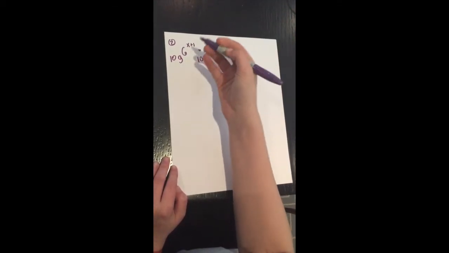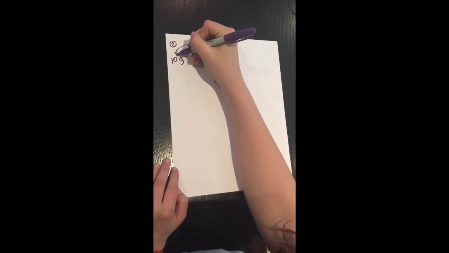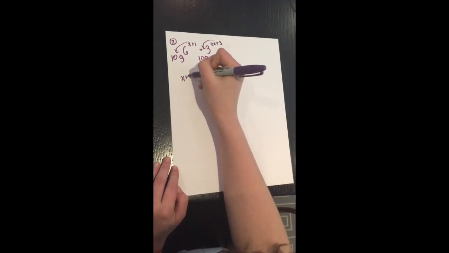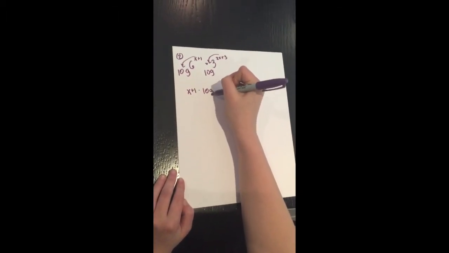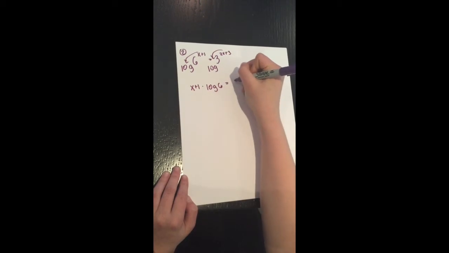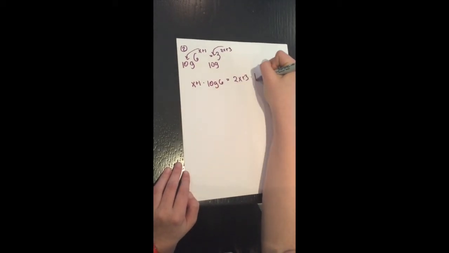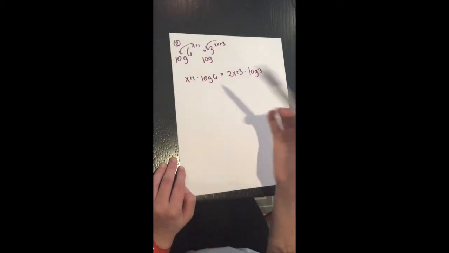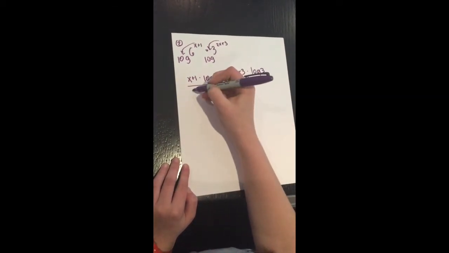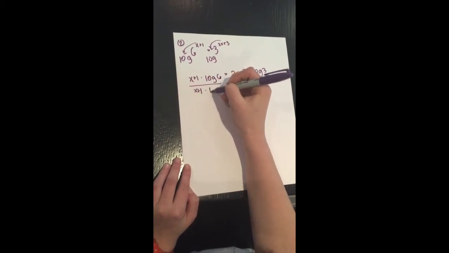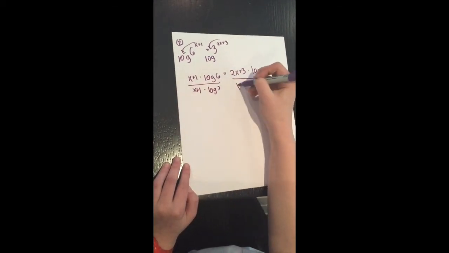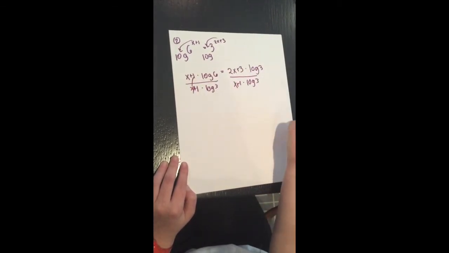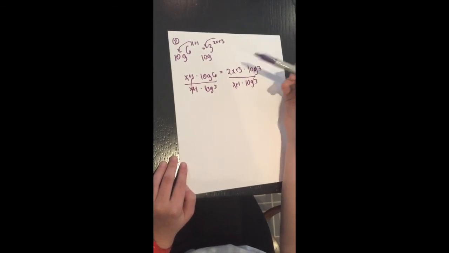So that we get, and then you would move these exponents to the front like we do with our exponents, and you would get x plus 1 times log 6 equals 2x plus 3 times log 3. So to cancel these out, you pick one term from each side to divide it by. So we're going to divide it by x plus 1 times log 3, so that on this side the x plus 1's cancel out, and on this side the log 3's cross out.